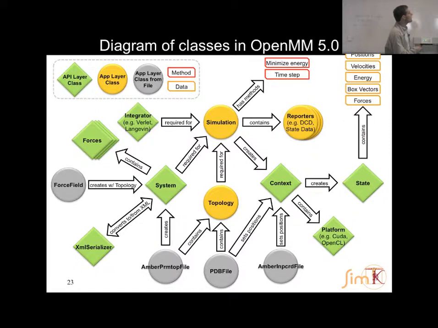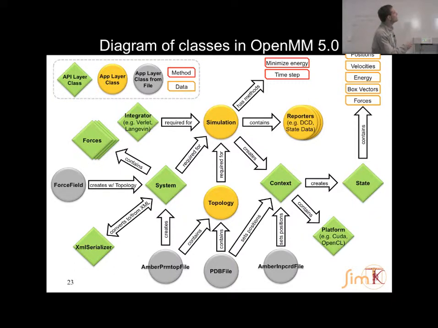The circles are classes that exist at the level of the application layer. And they're actually in two colors. All the ones that are in gray are classes that basically wrap a file on disk. So like an Amber prmtop file, a PDB file, a force field file that is defined by an XML file that I think Li-Ping will be talking about tomorrow. And then classes like simulation and reporters and topology are just other Python classes. And this just shows you the relationships between these.